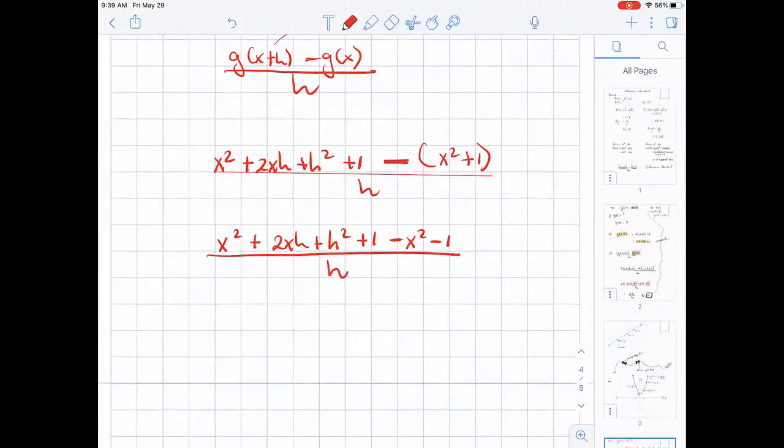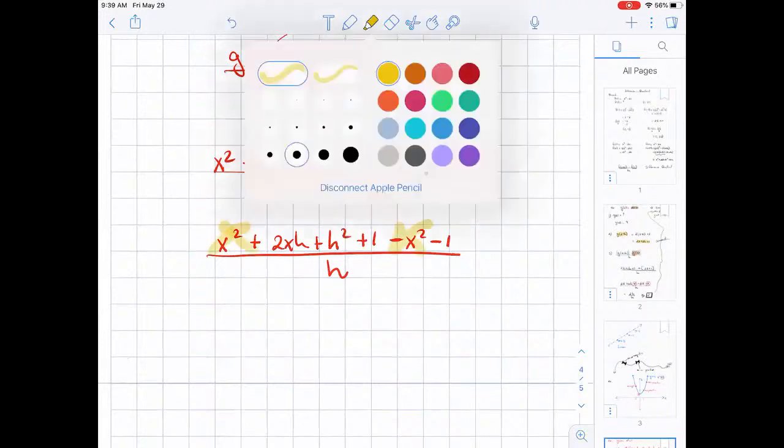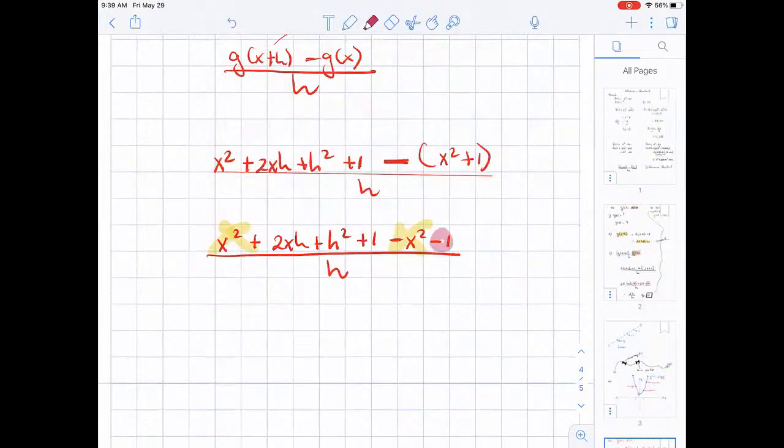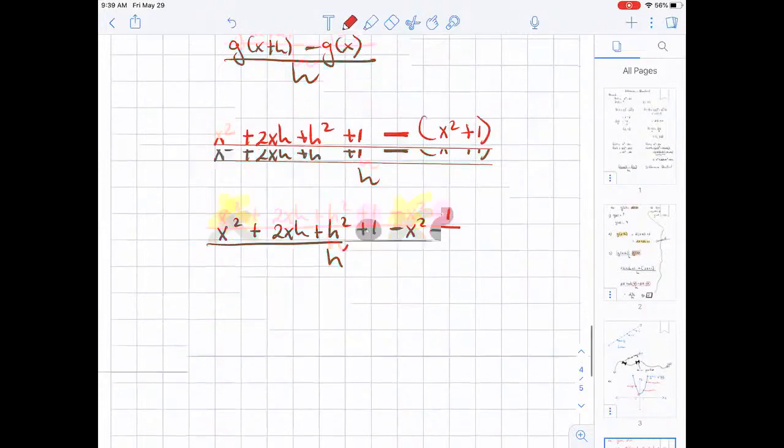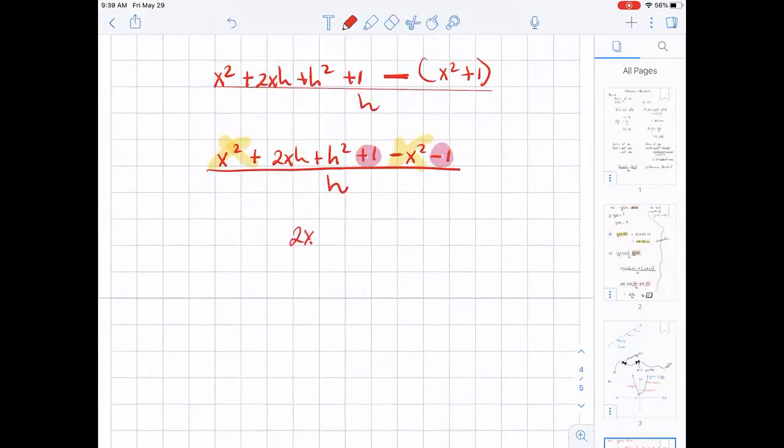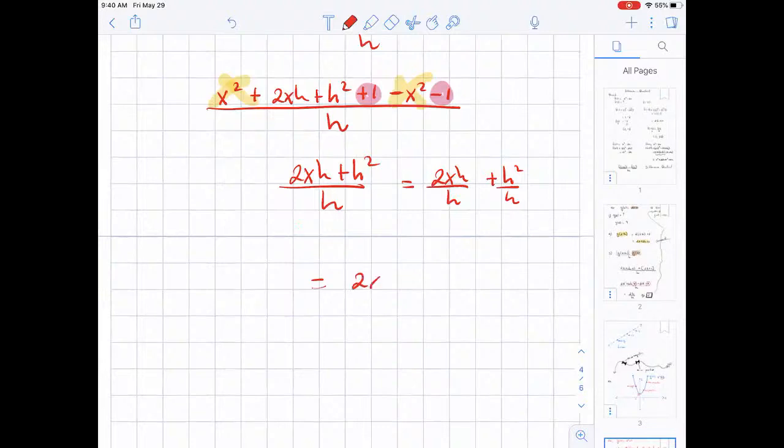And like I said, things are always going to cancel. This will cancel with this, and this here is going to cancel with that there. So what are we left with? We're left with 2xh plus h squared over h, which is equal to 2xh over h plus h squared over h, which can be simplified to 2x plus h. Do you agree with that?